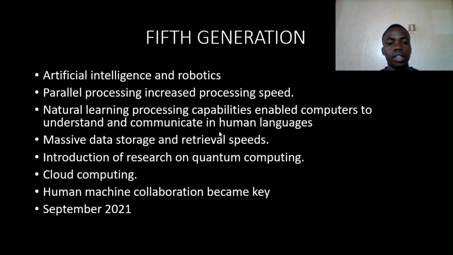You can look at very many AIs evolving. For example, look at ChatGPT, look at Microsoft Bing, which is embedded with ChatGPT. Look at very many assistants such as Alexa, Cortana on Windows, and Bixby. Then in the fifth generation, you also see massive data storage and retrieval speeds, where data was now being stored in terabytes compared to the first generations where data was stored in MBs and GBs. We also see the introduction of research on quantum computing and cloud computing.